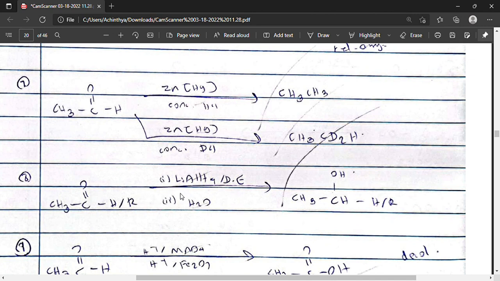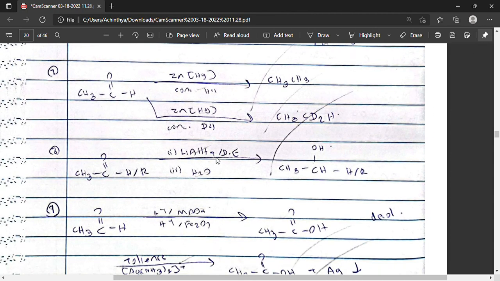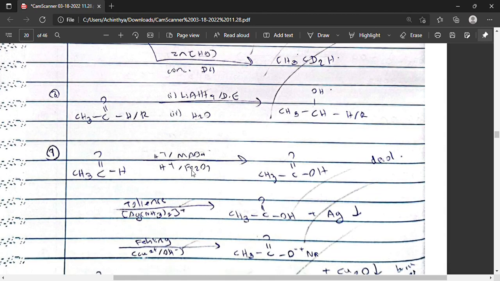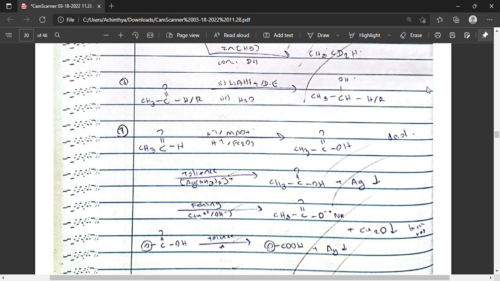Another thing we can do is reduce carbonyl compounds into alcohols using reducing agents like lithium aluminum hydride, dry ether, and water. We can oxidize aldehydes into carboxylic acids, and it will thus decolorize the oxidizing agent.